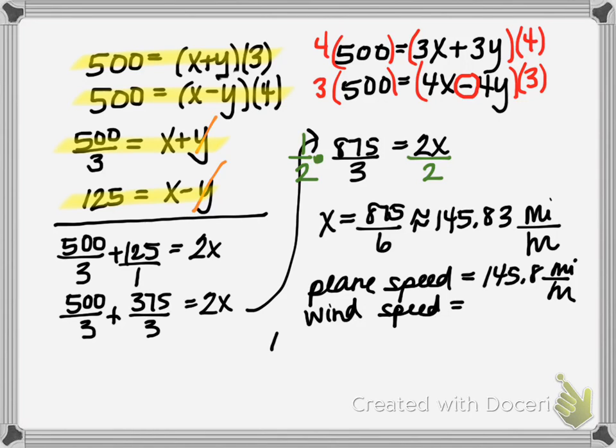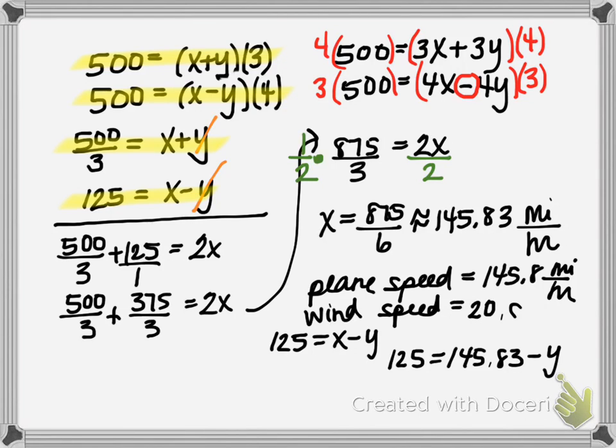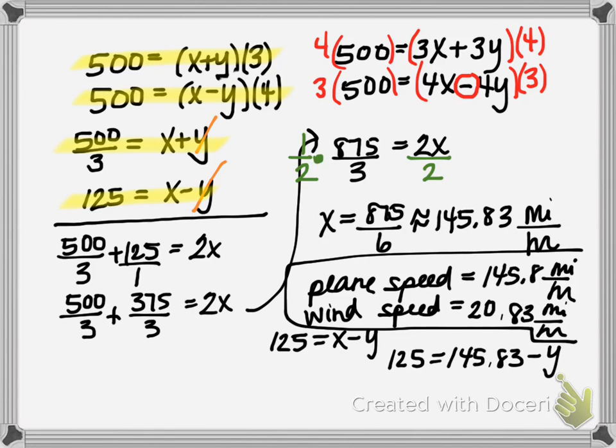I would go down to my equation of 125 is equal to x minus y, and substitute in my value of 145.83 for x minus y. So then I'm going to subtract 145.83 from both sides, divide by your negative, and we should end up with an answer of 20.83. So the wind speed is about 20.83 miles per hour. And there's our distance equals rate times time problem.